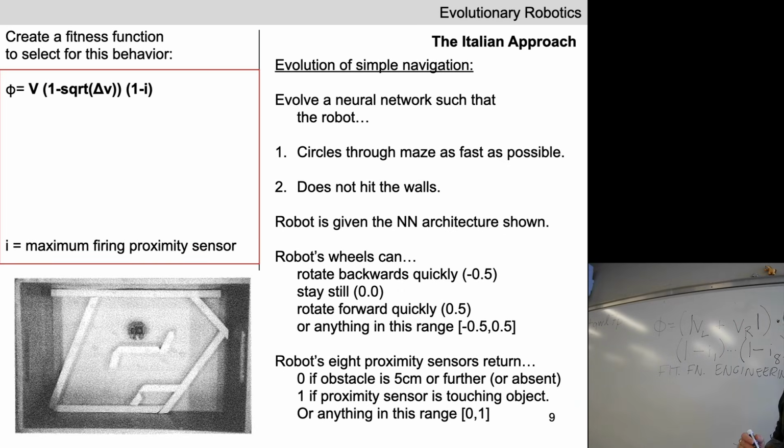Here's what the investigators came up with. I actually like this better. I think this is a little more elegant. You'll notice that they have 3 terms: 1, 2, 3. We'll take each one at a time.